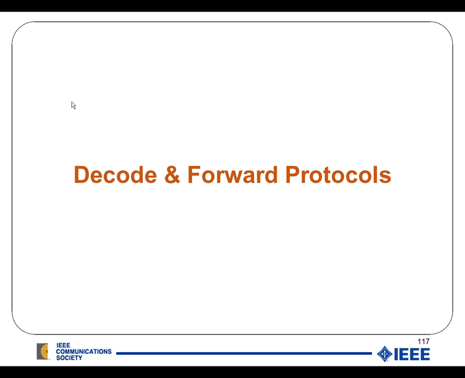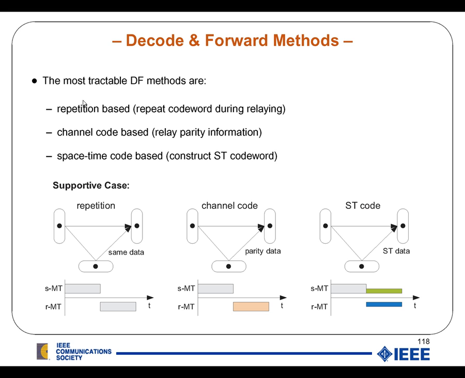Let's move on now to the decode and forward protocols. To this end, I would like to show you a few classes of decode and forward protocols. The first class is the repetition-based decode and forward protocol, where you basically repeat the very same code word during relaying. Meaning, you have a source terminal transmitting a set of data to the target terminal. That has been picked up by the relay, and it transmits exactly the same data to the target terminal.